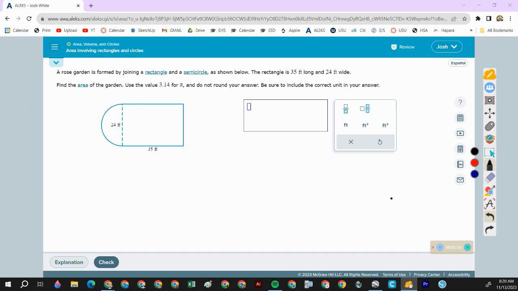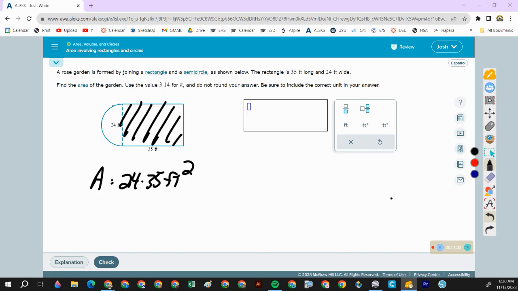All right. So here we have a rectangle attached to a semicircle. The area of the rectangle is going to be 24 times 35 feet squared. And that will give me this. And then the semicircle has a diameter of 24. So the radius of the semicircle is 12. So the area of the circle is pi, and it wants me to use 3.14. So 3.14 times 12 squared.